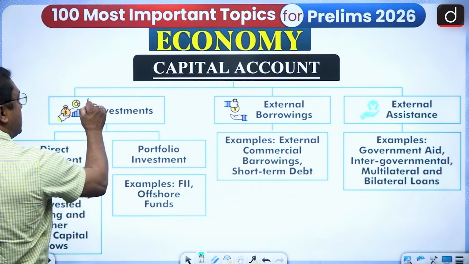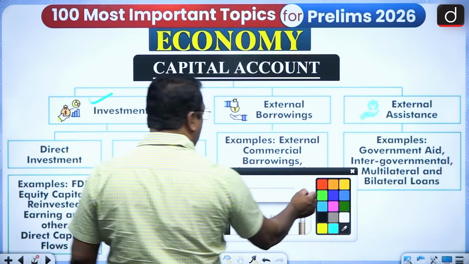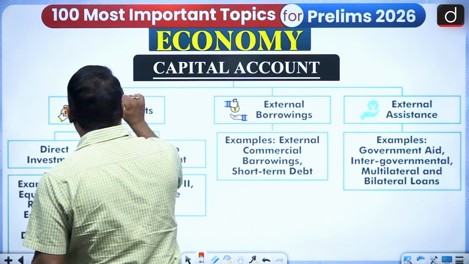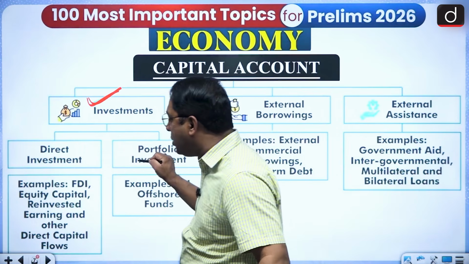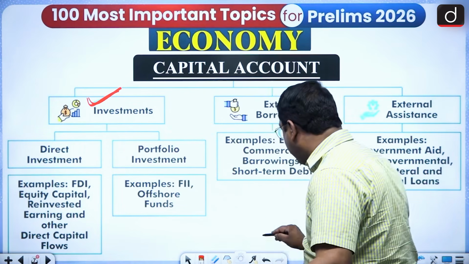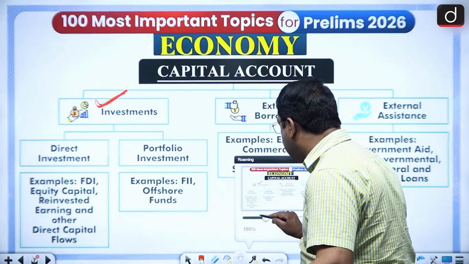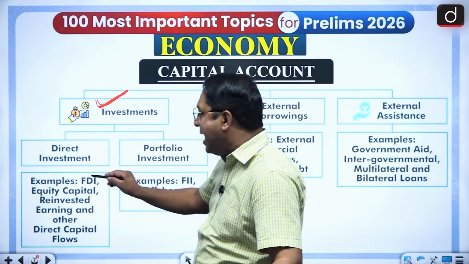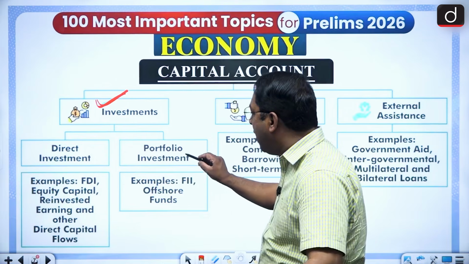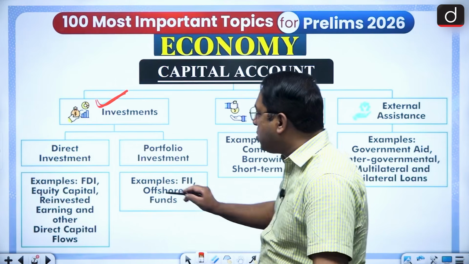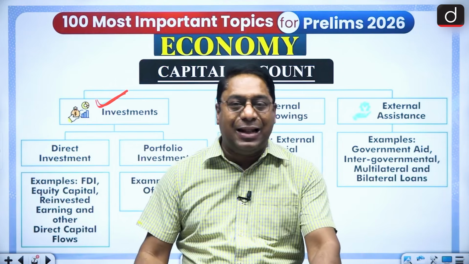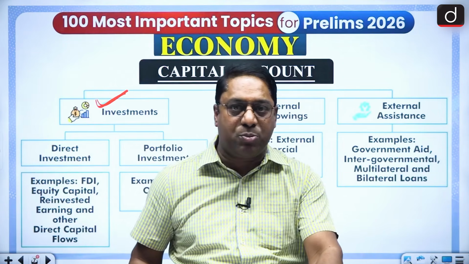So here the first heading comes with regard to investment. Now investments can be of two types. There can be a direct investment, direct investment means FDI. And there can be a portfolio investment. All of you must know the difference between direct investment and portfolio investment.